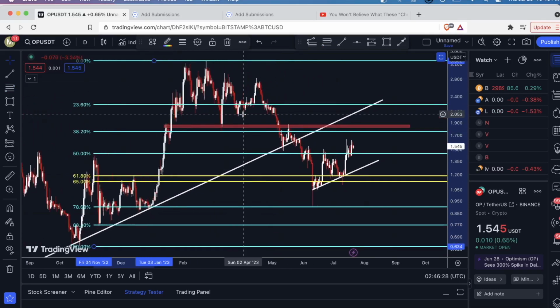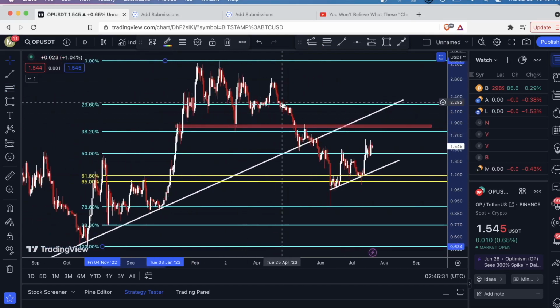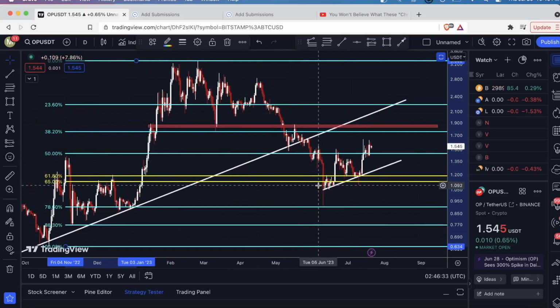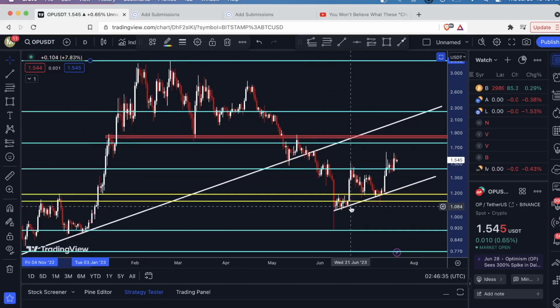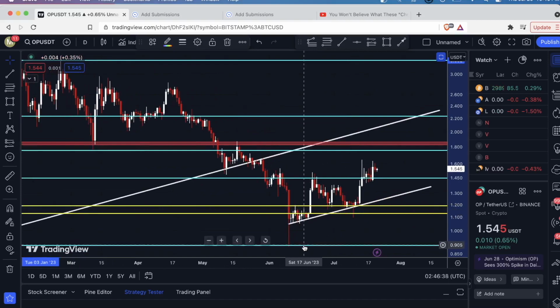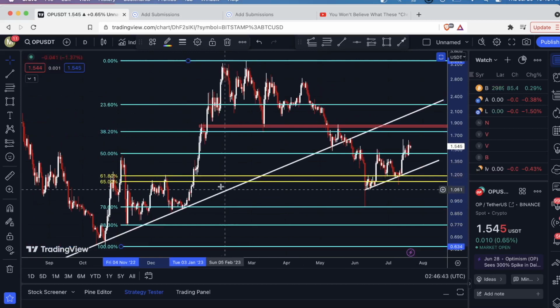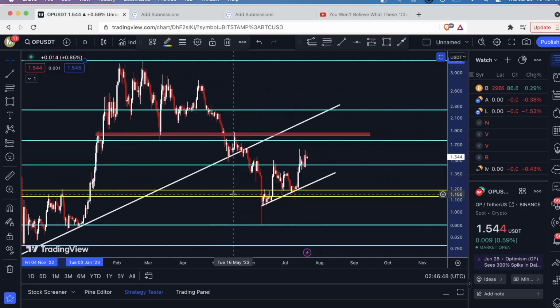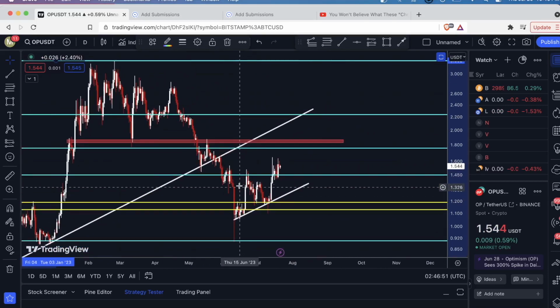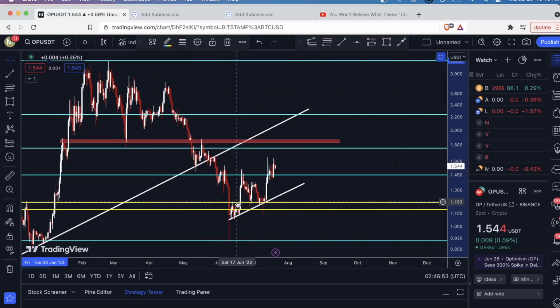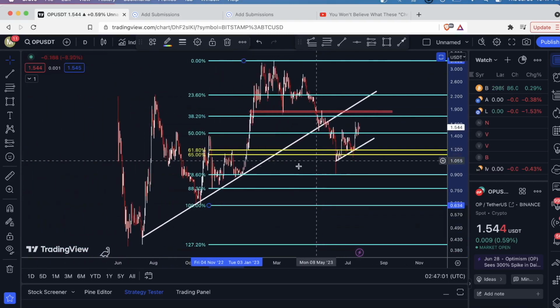And okay, so we basically found support. You see this long wick? It came down exactly to the 0.786 retracement. And now we are in this level here, the 0.618 and the 0.65 level. This is what I call the golden pocket, and the price will oftentimes respect this level as well. And right now, we bounced off this level, and now we're making our way up.